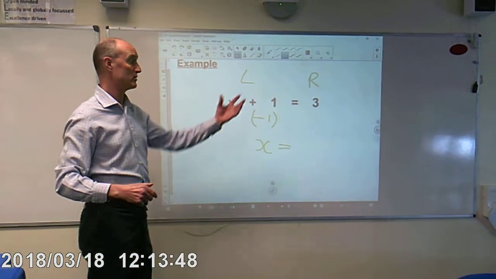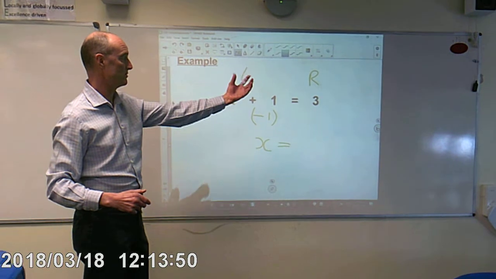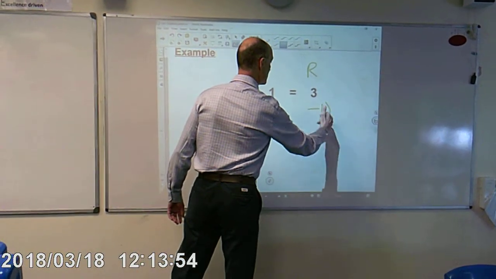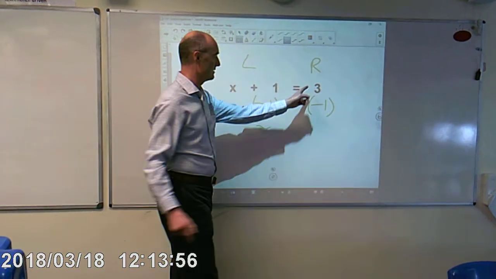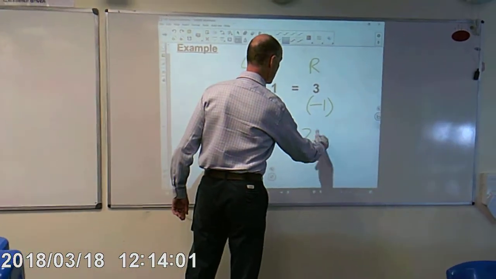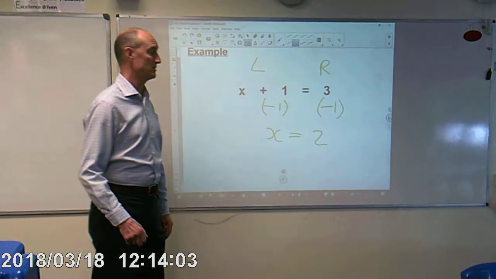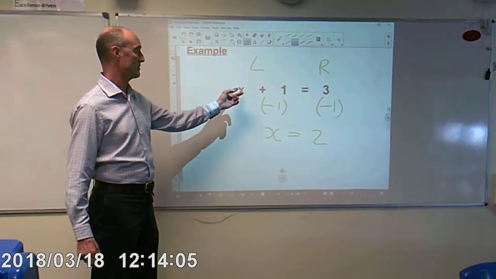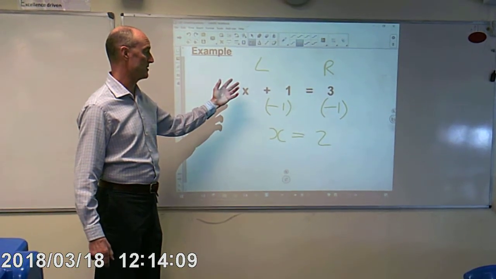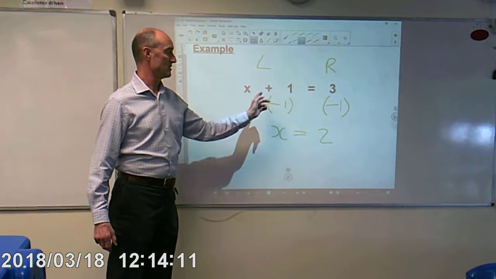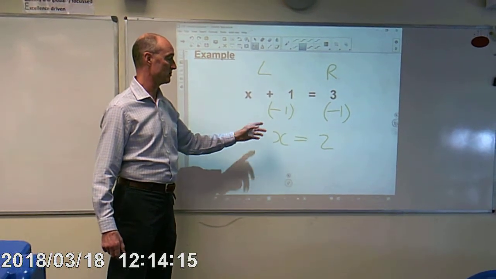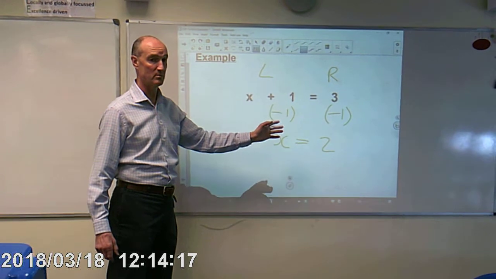I said to you, we've got to do the same thing to the left-hand side as we do to the right-hand side. So we must put a minus 1 there. 3, take away 1, leaves us with what? It leaves us with 2. Remember we said that the value of x is going to come out 2 just by looking at the numbers in the first place. By balancing the equation, doing the same thing to the left-hand side as we did to the right-hand side, we've got a value of x equals 2. Simple example.